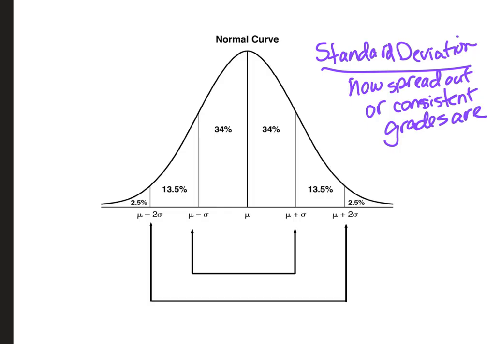So if we both are taking a test and one gets a standard deviation of 5 and another test gets a standard deviation of 10, the test with the standard deviation that's smaller is a better test. It's more consistent and less spread out. Okay? Now, this is what we call the normal curve.